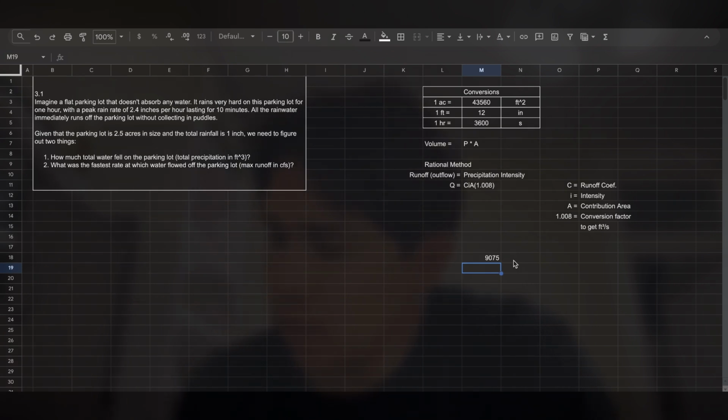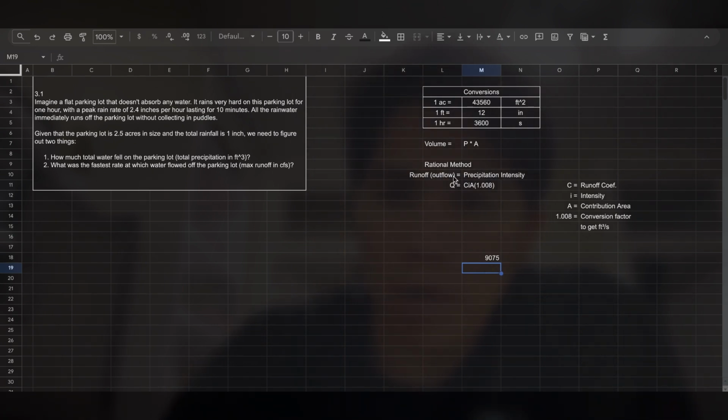Now for part two, we were asked what was the fastest rate at which water flowed off the parking lot, or max runoff. Here's where we're going to use our rational method equation, which is outflow rate equals CIA, and there is a conversion factor here that I'm going to explain. From this equation, we need to know that C represents the runoff coefficient, I is the intensity, and A is the contribution area, or just the area of our study.